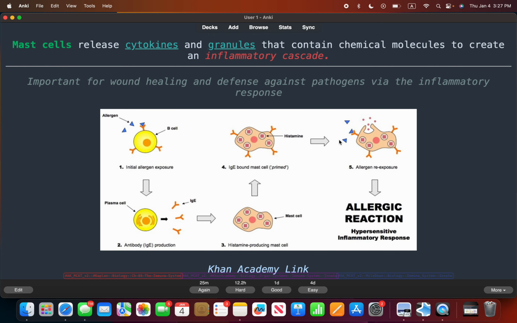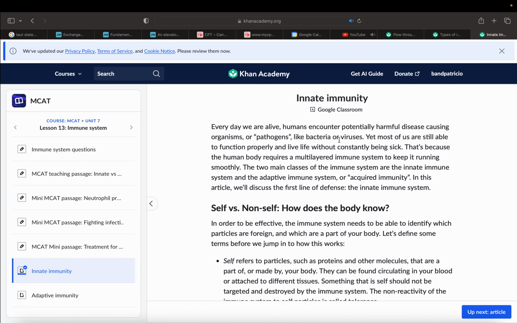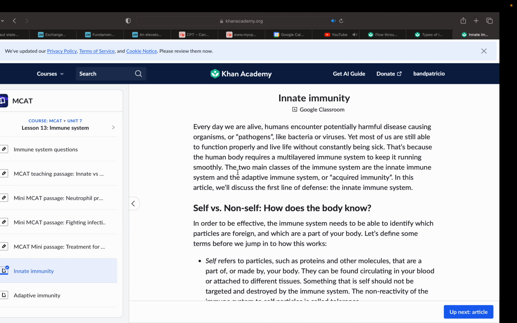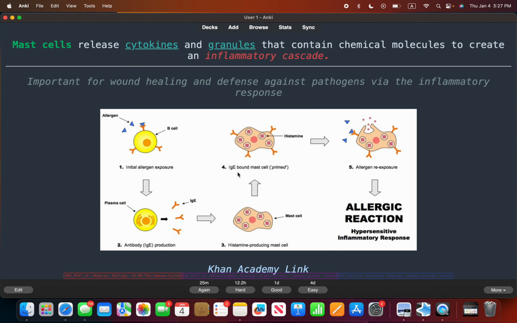Is it histamines or granules? Are granules histamines that mast cells produce? Or the other way, are histamines granules that mast cells produce?